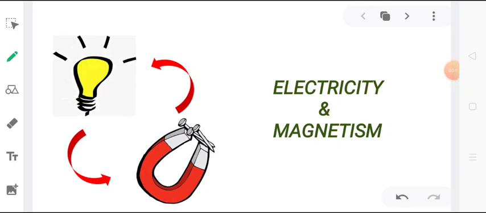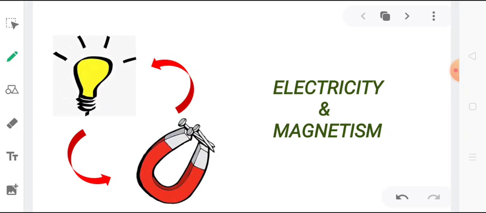Hello, students, and welcome back to the third part of our discussions on the topic of electricity and magnetism. In the previous two sessions, we had discussed in detail about magnets, their properties, magnetic field, and how we can represent magnetic field diagrammatically through magnetic field lines. We had discussed their properties and also discussed a couple of activities that helped us to understand the magnetic field created by magnets.